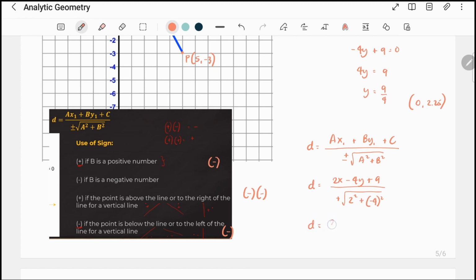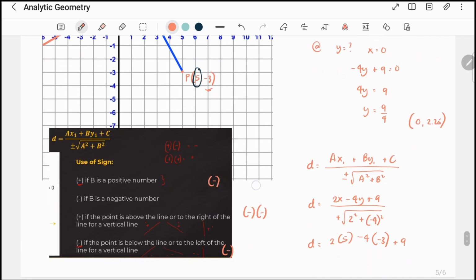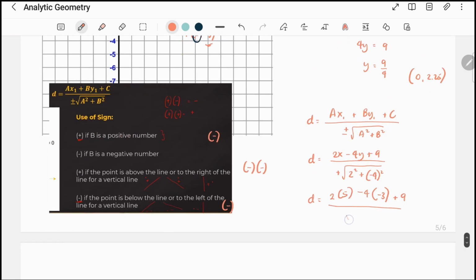So, the distance now is equals to 2 times x. Yung x natin is itong 5 na nandito, guys, no, na point. So, 5, 2 times 5, minus 4 times y. At ang ating y is negative 3. Ito yun. Negative 3 plus 9. Then, divided by square root of 2 squared plus negative 4 squared. And this is positive. So, the distance is equal to 6.932. 6.932. And this is in units.